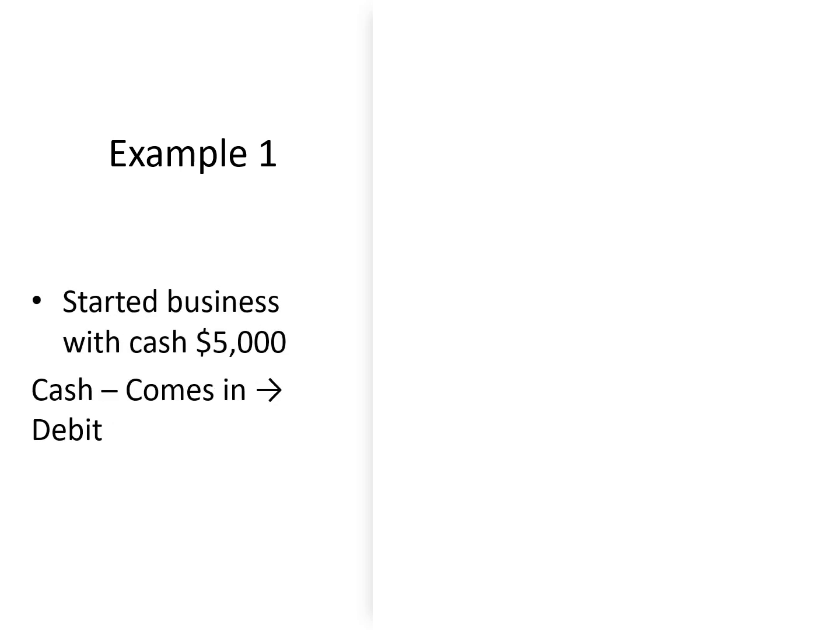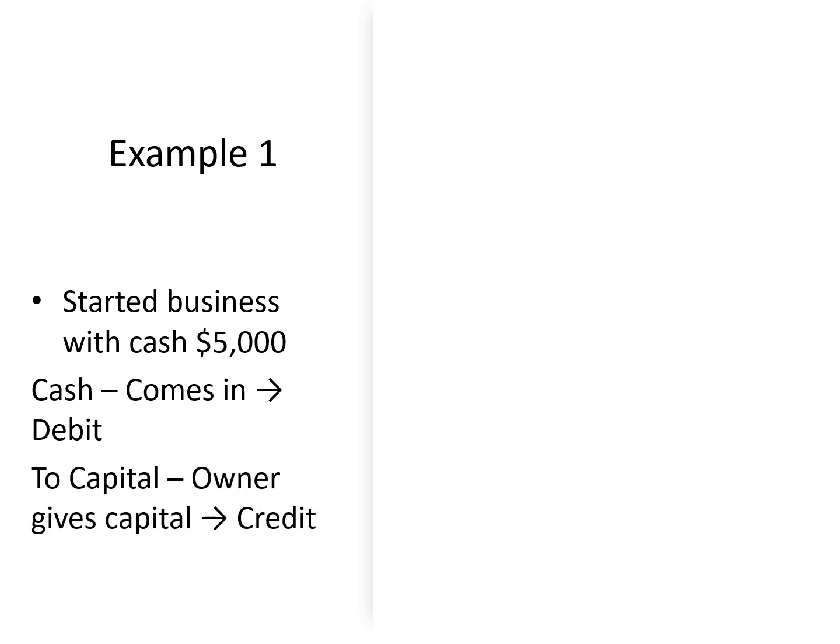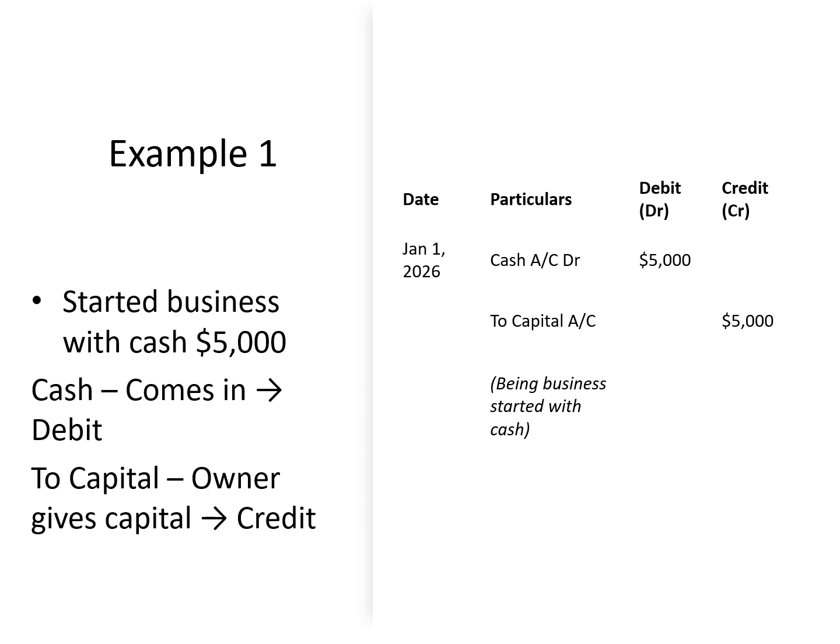Let's look at example 1. Example 1 says he started business with $5,000. With step 1, we identify the accounts involved. The accounts involved here are cash and capital. So we take step 2.